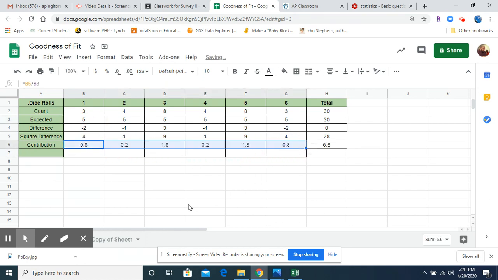And this gives us a contribution for each value. Okay, 2 was only 1 away. It only has a 0.2 contribution. But 8 was 3 away, so that gave us a large contribution. Now, if I add up all these together, I get my total contribution. This right here is called my chi-square test statistic.